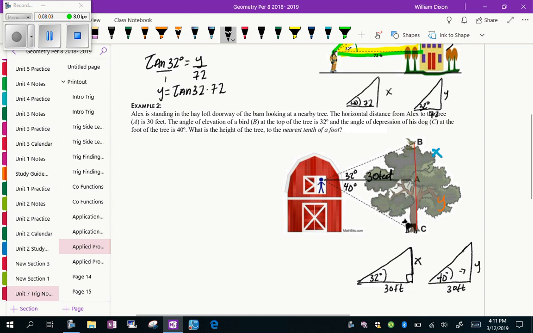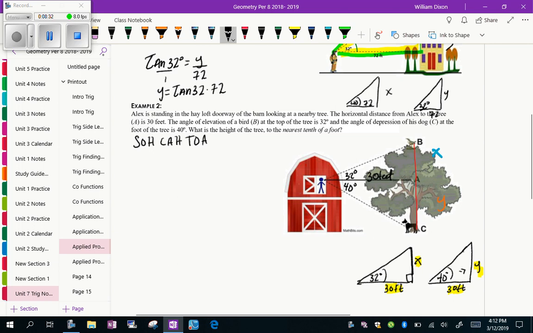Once again, I'm going to write down my SOHCAHTOA. I'm going to take a look. What do I have? In relationship with my angle, I have the side opposite and I have the side adjacent. And the same thing for Y, I have the side opposite and the side adjacent.